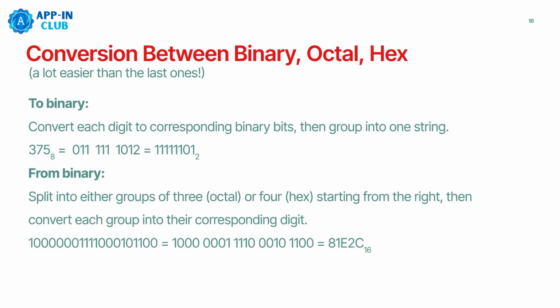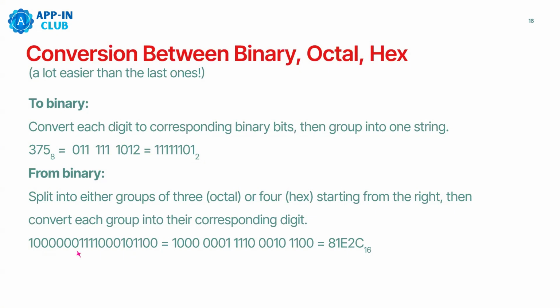Next, let's move on to conversion between binary, octal, and hex. This is a lot easier than the last ones, though you will need the table for it or have some stuff memorized. To convert octal and hex to binary, you want to convert each individual digit to their corresponding binary bits and then just group that into one string. To convert from binary, you split the binary string into either groups of 3 for octal or 4 for hex, starting from the right, then convert each group into their corresponding digit.